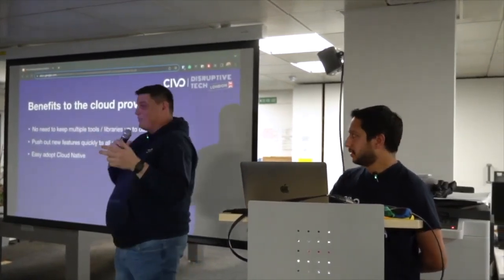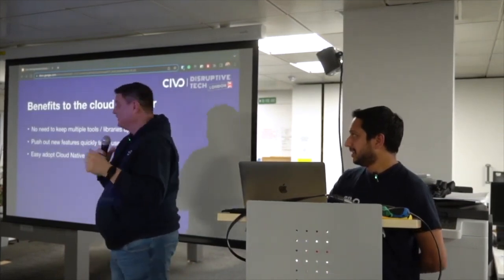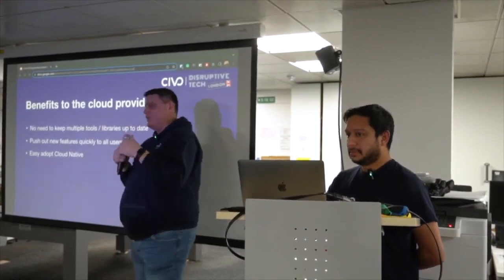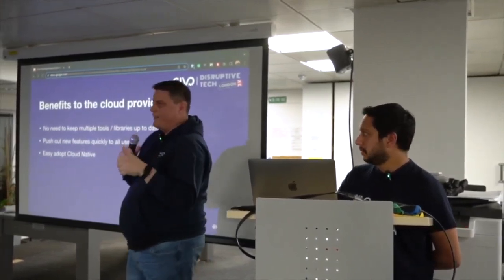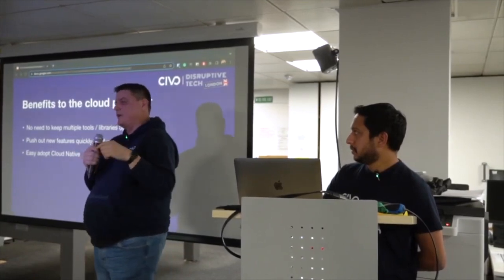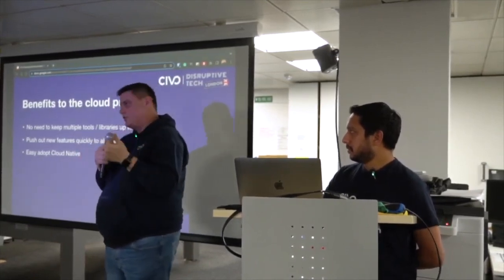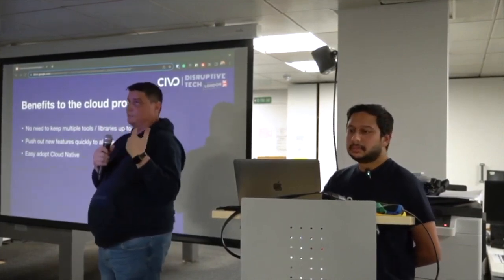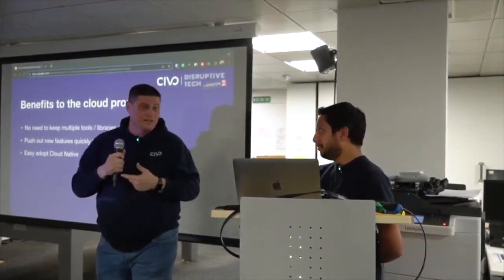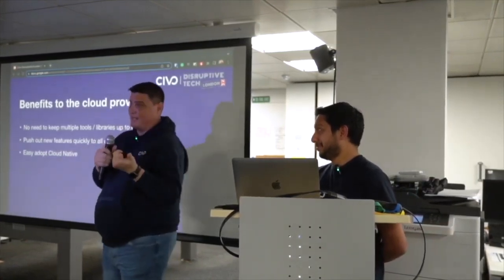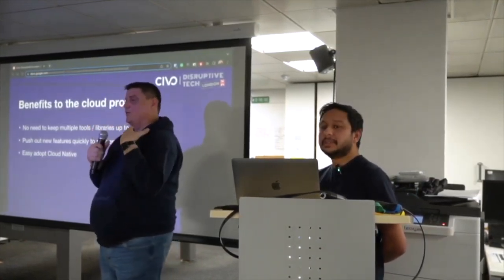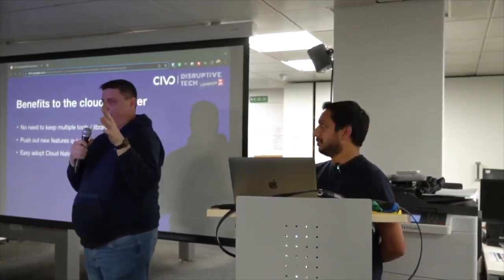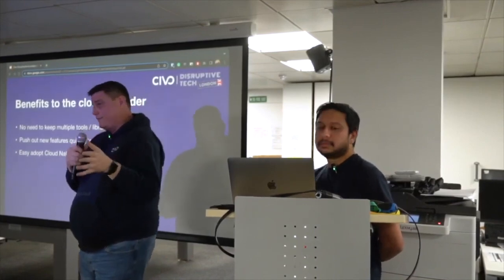The benefit for the cloud provider is a lot. They don't need to keep multiple tools and libraries up to date. Right now, the cloud provider, in our case, needs to keep Terraform, Crossplane, the Civo Go library for Go, a Ruby library, a Node.js library, and so on, updated. So every time we introduce a change in our API, we need to update every one of them.